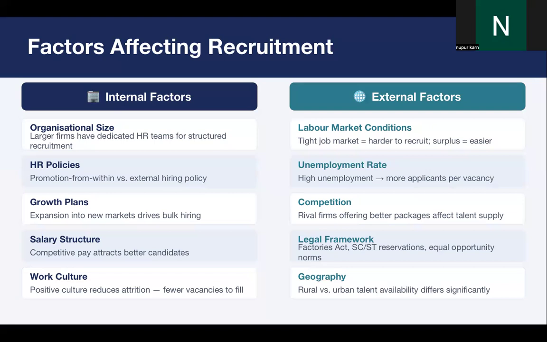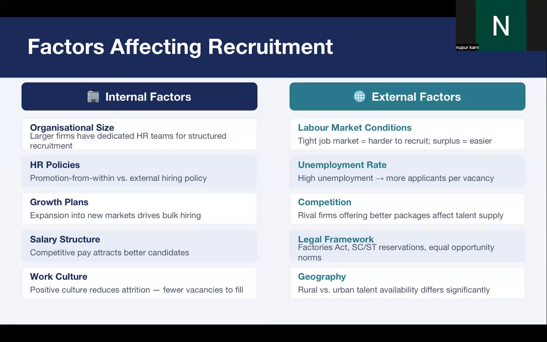Work culture: a company which has a good brand value in the market will attract good candidates. So it depends on the work culture of the company. A positive work culture reduces attrition. If you have a positive culture in your organization, people will not leave, they will stay for a longer time, so you will have fewer vacancies to fill. But when the work culture of your company is very negative, the attrition rate is very high, and in that case you need to fill a bulk amount of vacancies.